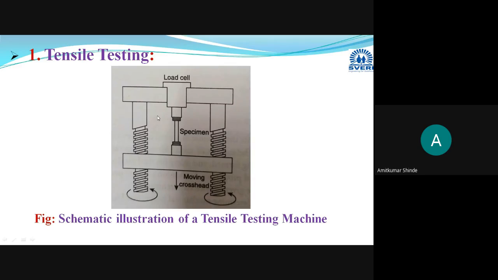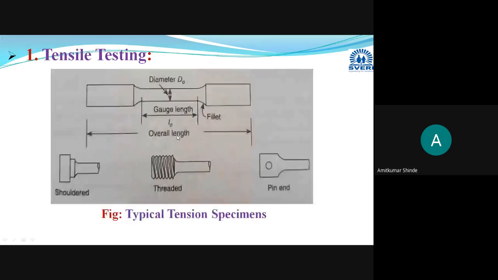Now there will be an arrangement. You can say that there will be two supports. These are the supports, and with the help of these supports, you have to fix the specimen. Okay, this is your actual specimen, whose diagram is shown in this first slide. Different kinds of specimens may be there. This is your actual specimen.